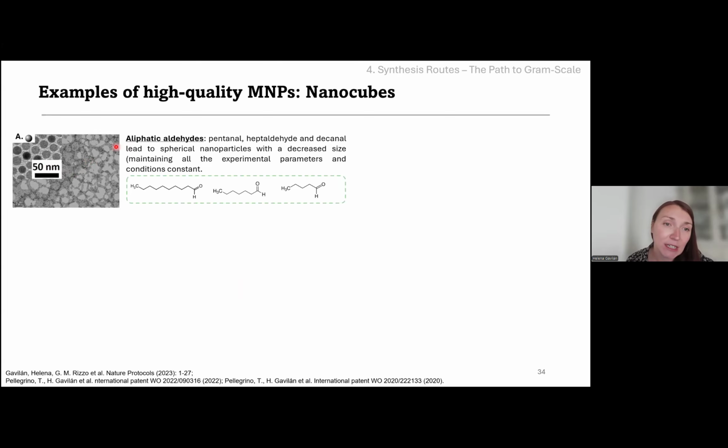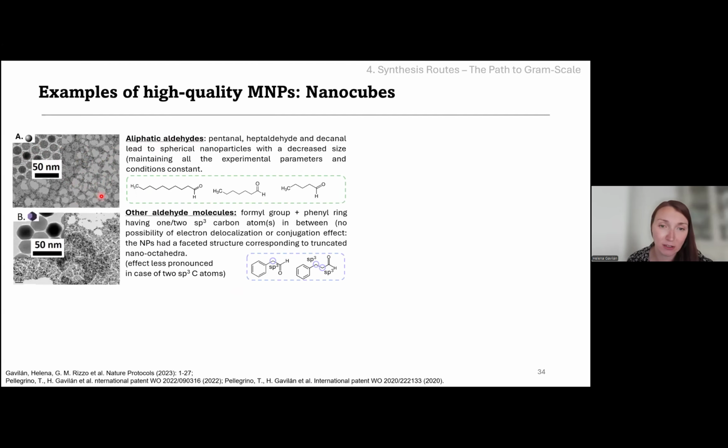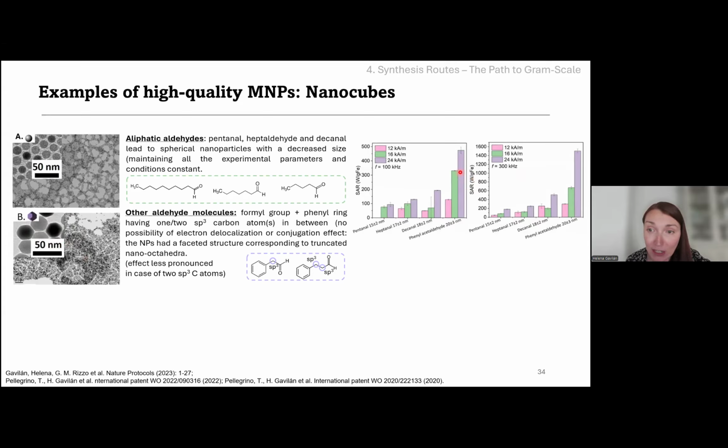Also very interesting when trying to use other kinds of aldehydes like aliphatic, so no aromatic ring, you completely lose the cubic shape and you have nice spherical particles, okay? If you alter the aldehyde structure, okay, and you keep adding carbons in between the aldehyde group and the aromatic ring, you progressively lose the cubic shape and you have this hexagonal shape that also has interesting heating capabilities for sure.